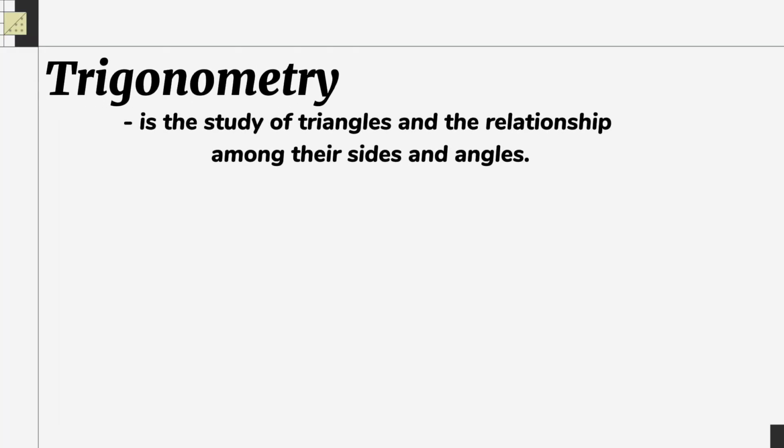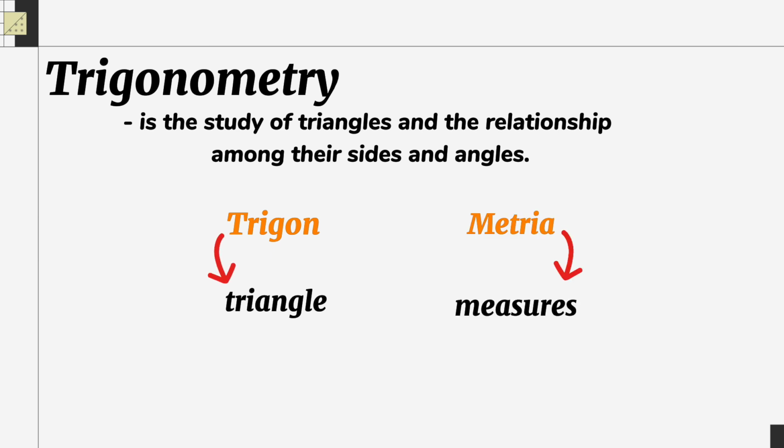So basically, we will define first what the word trigonometry is. Trigonometry is the study of triangles and the relationship among their sides and angles. Trigonometry comes from two Greek words. The first is trigon, which means triangle, while the other Greek word is metria, which simply means measures. So all in all, when we say trigonometry, it implies that we need to study triangle measurement.